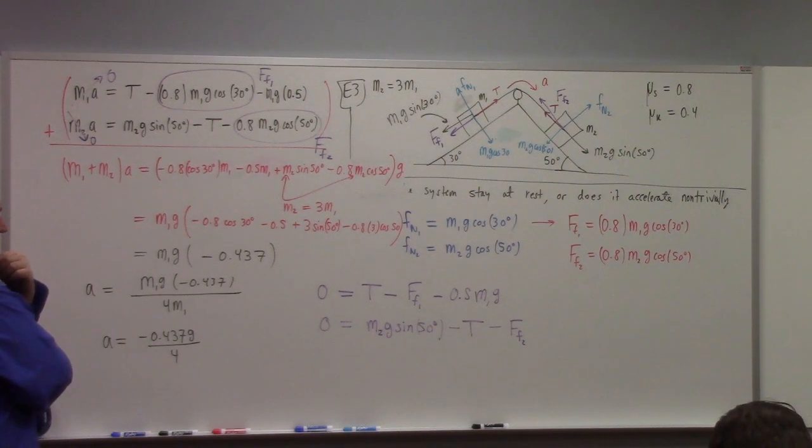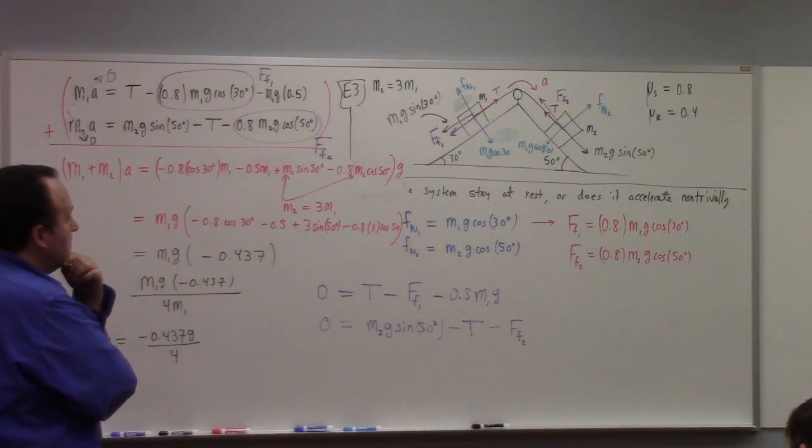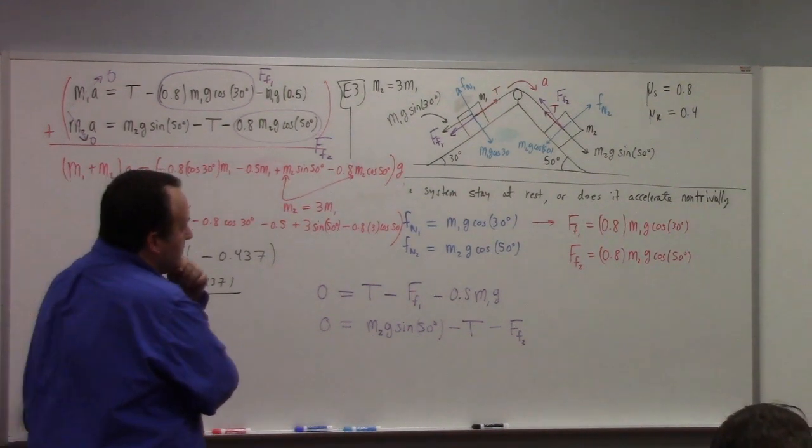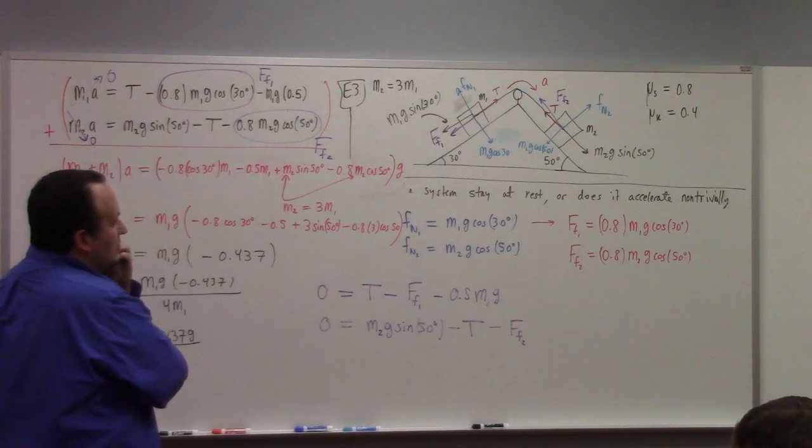You're like, how do you know there's something missing? Well, we've got 2 equations and 3 unknowns. That's not a good thing. Well, you can solve for the new mu. Say again? But the mu's are given.